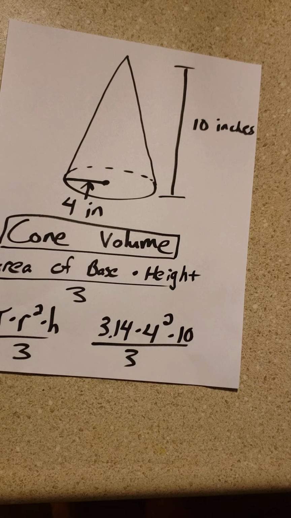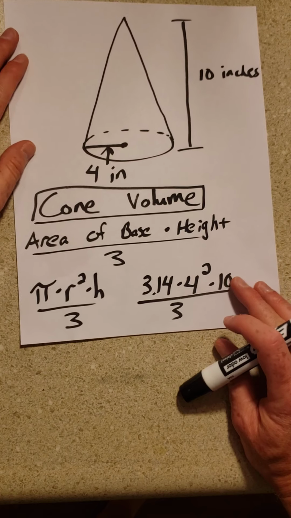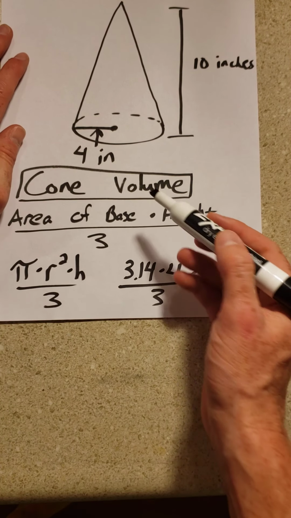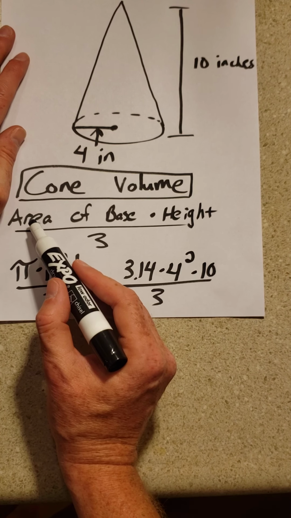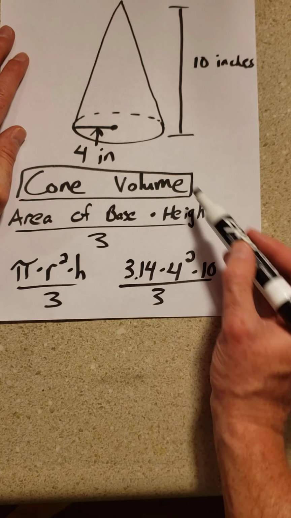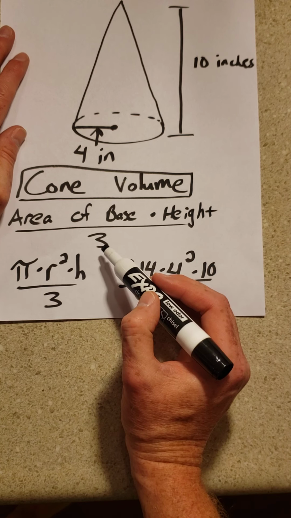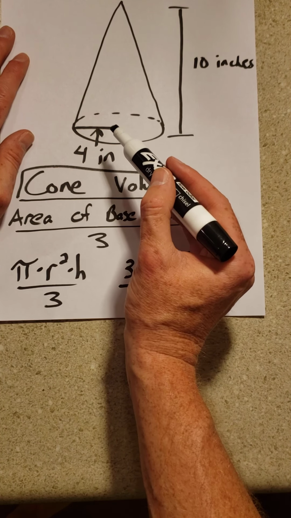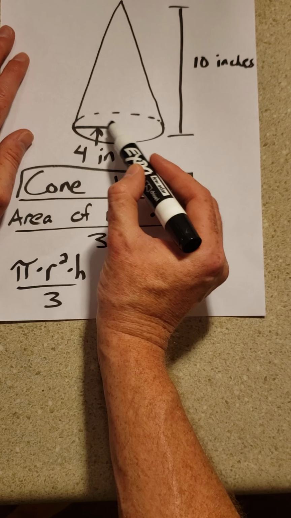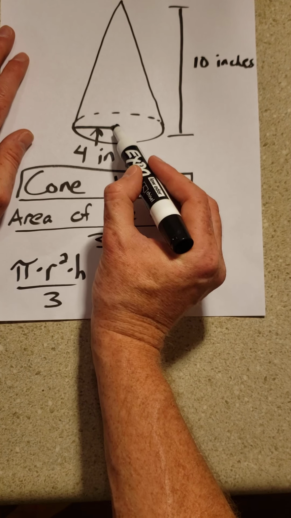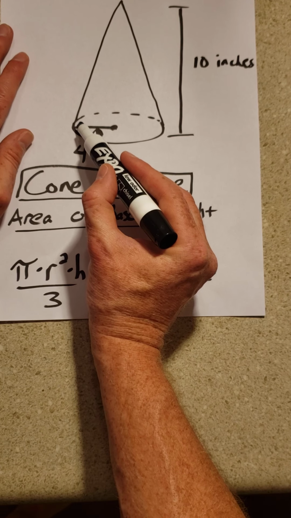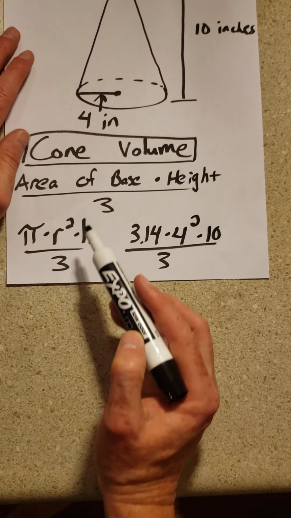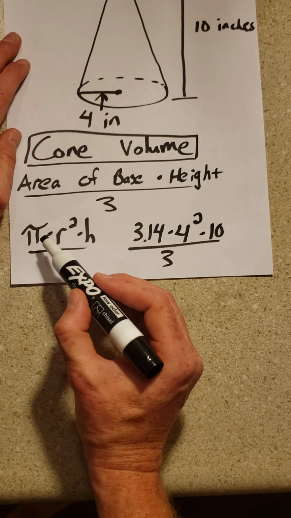Okay, the next one is a cone. Once again, this one's related to a cylinder. This is 3 times smaller than a cylinder. So you notice the cone volume, what I need is the area of the base times the height, the same as the last one, and then I'll divide it by 3. To find the area of the base of a circle, you need to make sure that you find the radius. In this case, because it goes from the middle to the outside, this is the radius, so the radius is 4 inches.